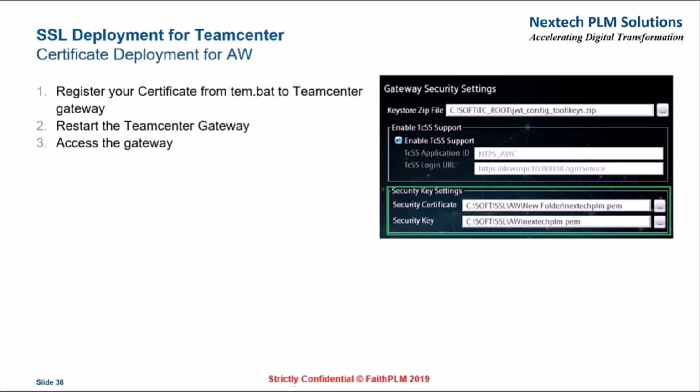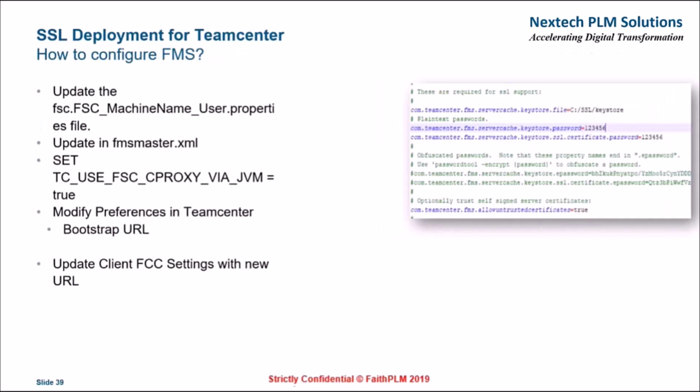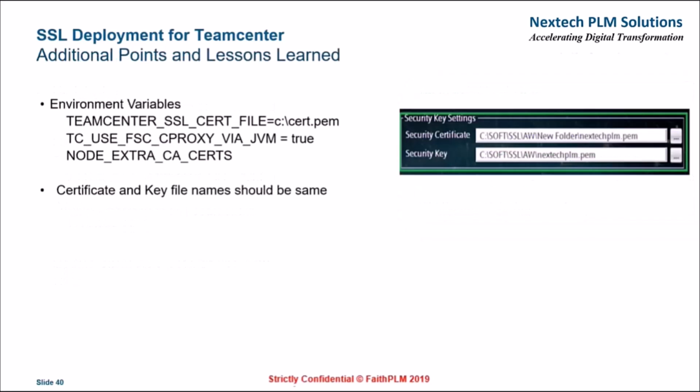The major concern over here is that Teamcenter Active Workspace will accept only if your certificate file name and your certificate key name are the same. Then only it will allow you to proceed and get configured successfully. So how do we configure FMS? We can configure our FSC service also. We need to update the user property file, FMS master, and set some environment variables and preferences, and the client setting as well. Then our FSC will be converted into HTTPS format.